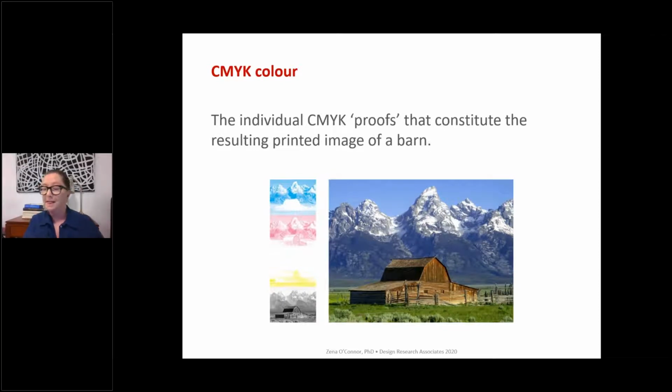Here are some individual CMYK proofs that, when printed, will result in the image of the barn. With CMYK colour printing, when all colours are printed, the result is very dark, murky brown. Black was traditionally used to overcome problems with registration or the misalignment of the CMY colours, and to also blacken dark tonal areas as required to create dark shadows and so on.